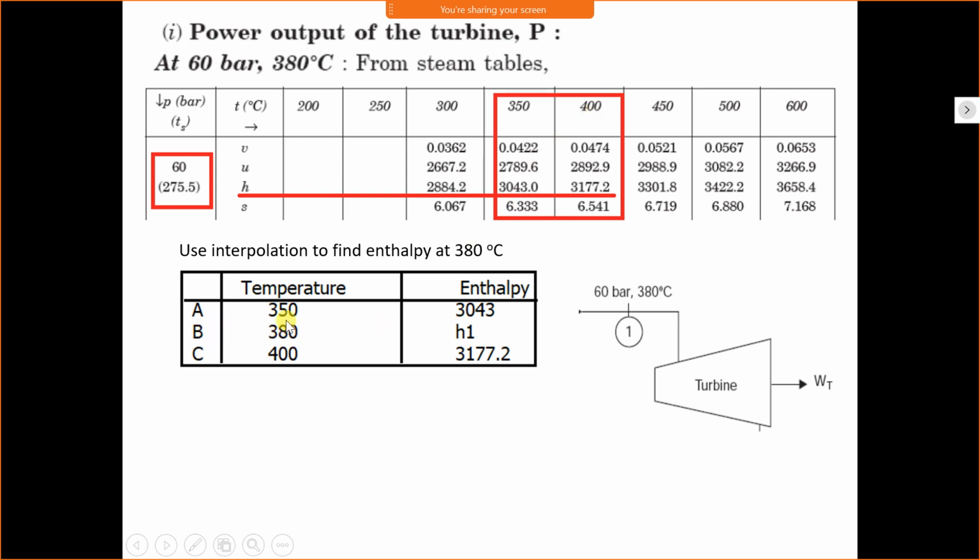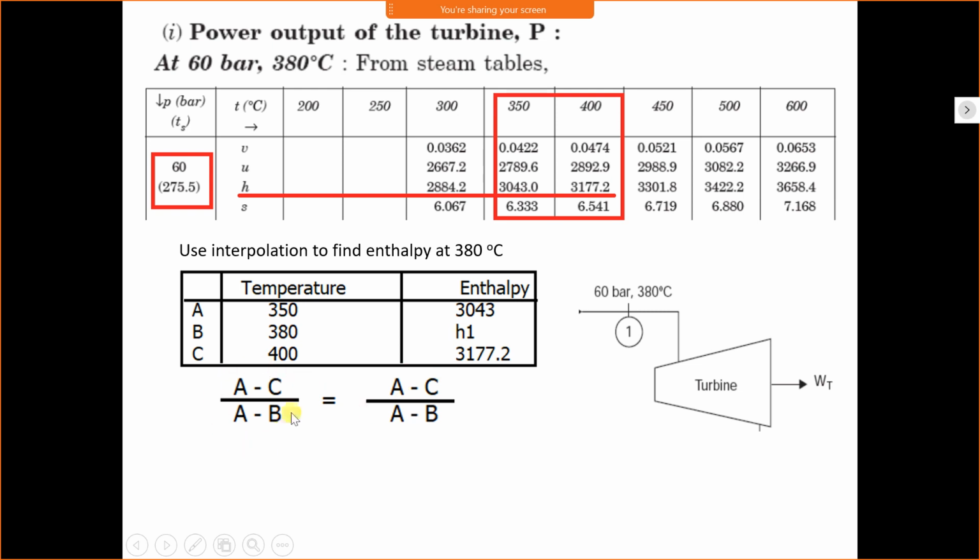and we want the value at 380, therefore take B as 380 degrees Celsius. Now for 350 degrees Celsius enthalpy is 3043, and for 400 degrees Celsius enthalpy is 3177.2, and we have to calculate the enthalpy at point B, and this enthalpy will be H1 because the point is 1. Now we apply the interpolation formula, A minus C upon A minus B. This term I have written for temperature and this term for enthalpy.